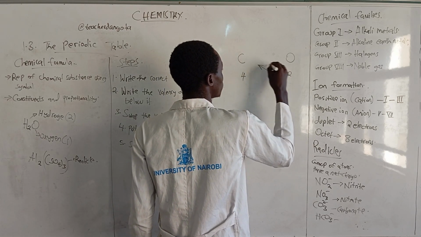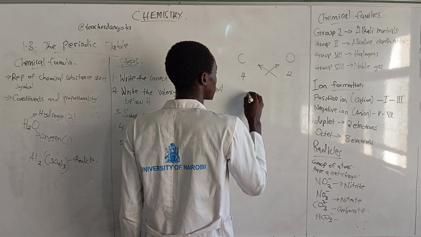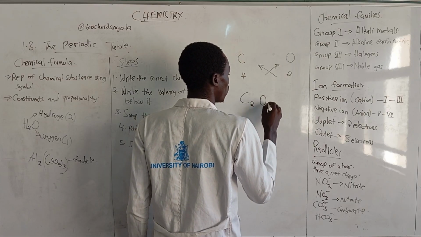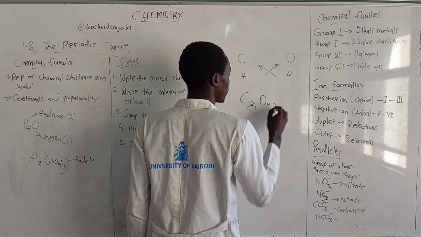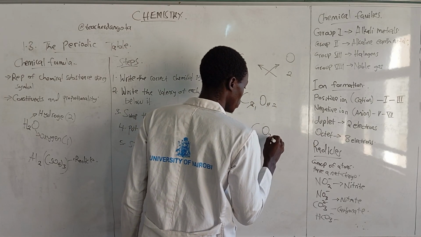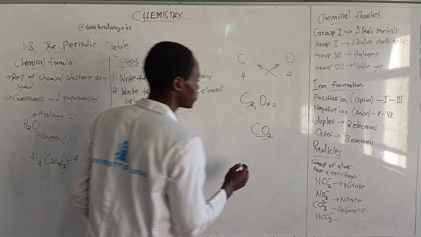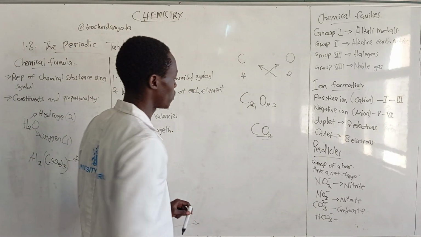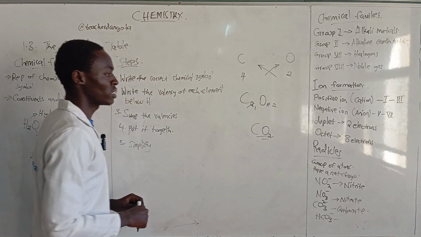Then now you swap. Then you get C2O4. You simplify, you get CO2. Just like that, you'll have obtained your chemical formula for carbon dioxide.